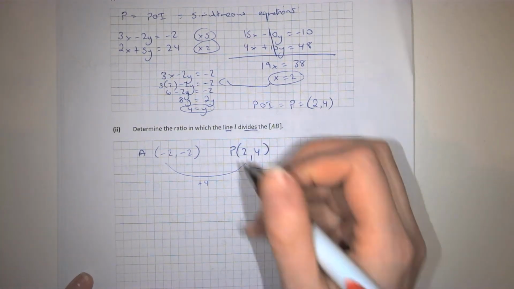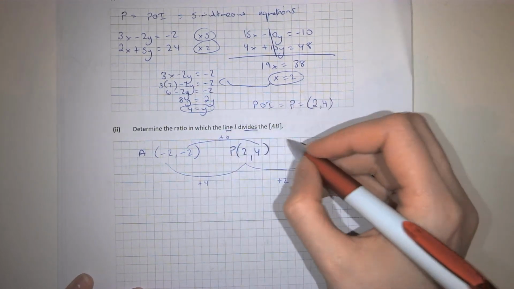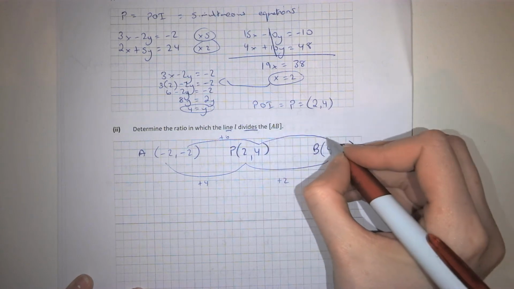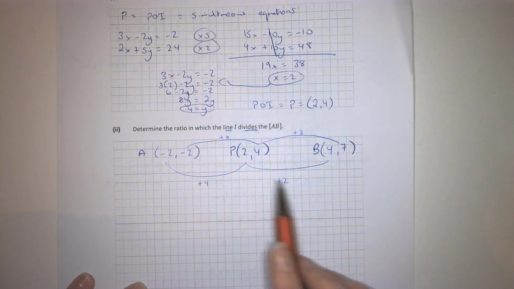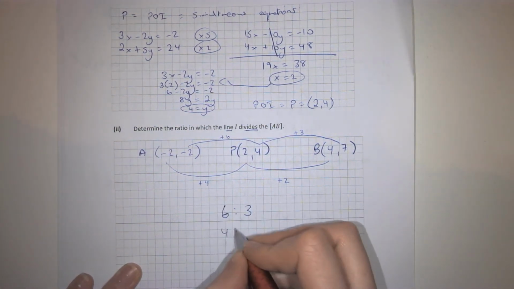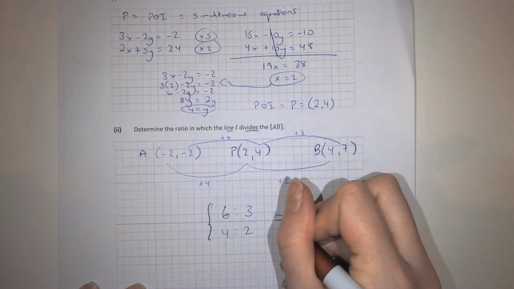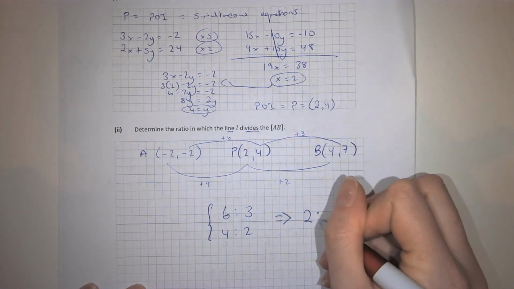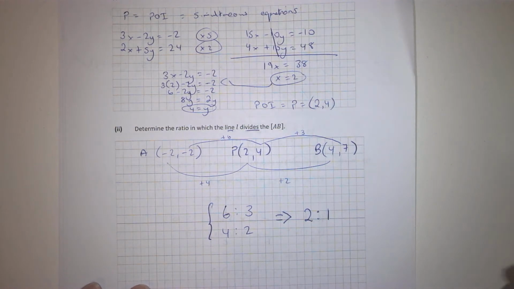Looking at the y parts, you've got -2 to 4, which is a plus 6. And then you've got 4 to 7, which is a plus 3. So looking at 6 and 3, and 4 and 2, 6 is to 3, 4 is to 2, and both of them give the same ratio, and that's 2 is to 1 once you cancel them down. So I just think that's a slightly easier way than using the formula. Again, you mightn't, but just have a look at it and see if you can see that.